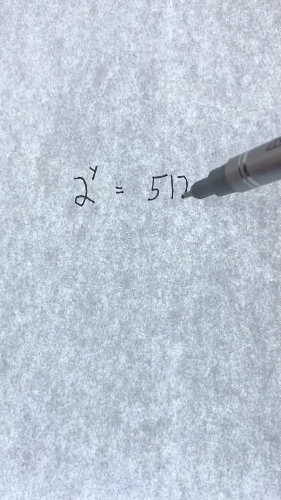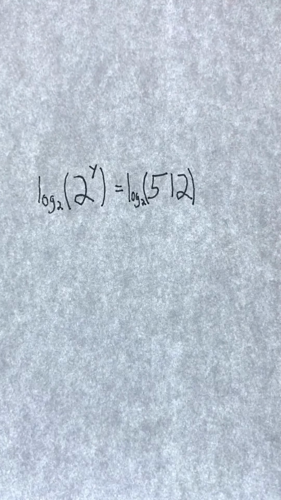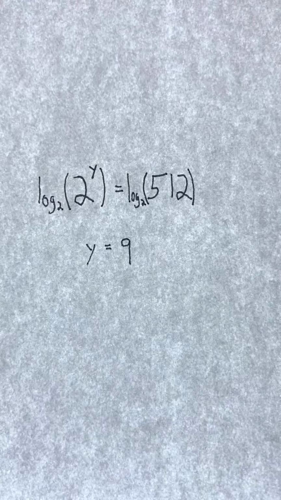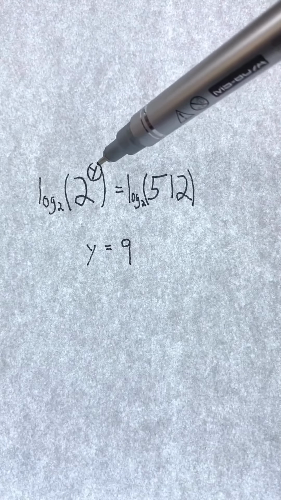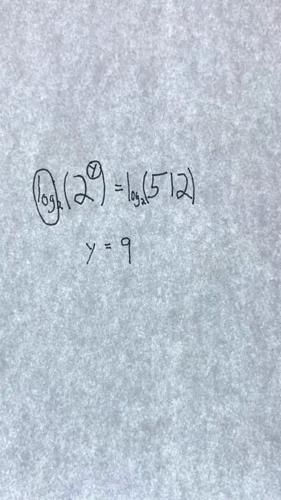The variable y is up in the exponent. How do we undo this exponentiation and solve for y? That's where the log function comes from. If we take log base 2 of both sides, it undoes the exponentiation, and we can solve for y.